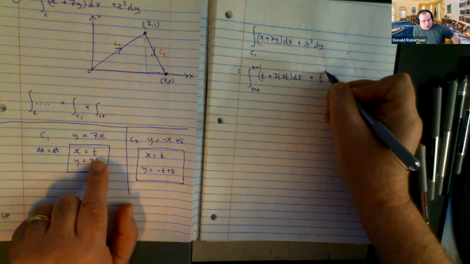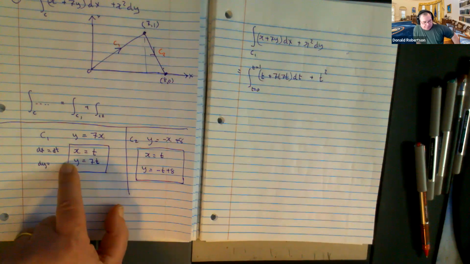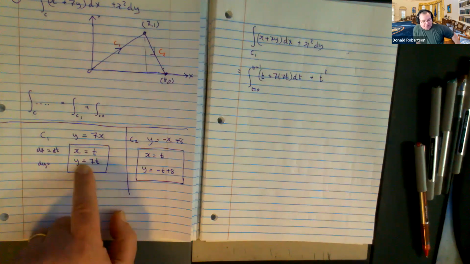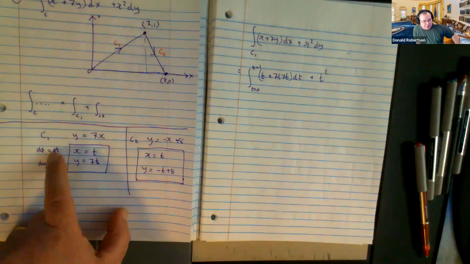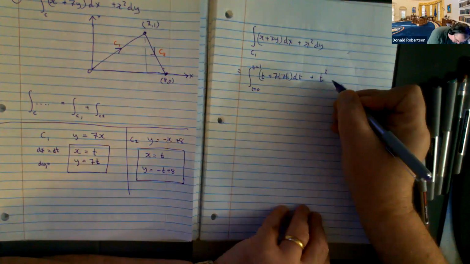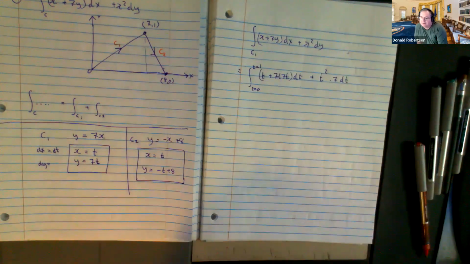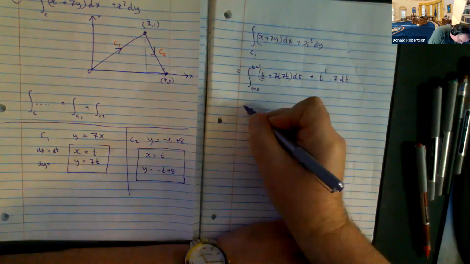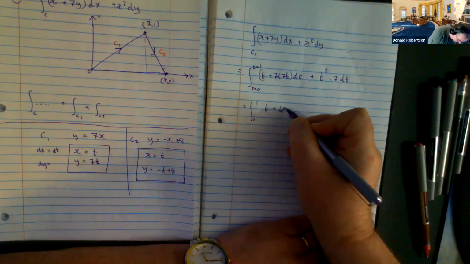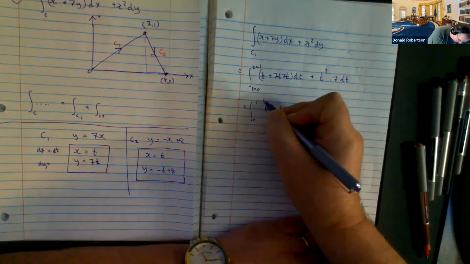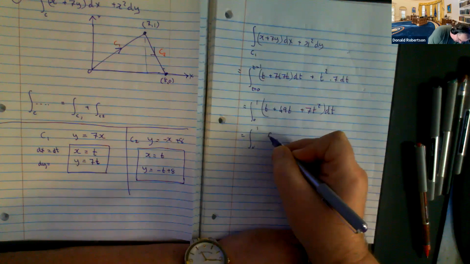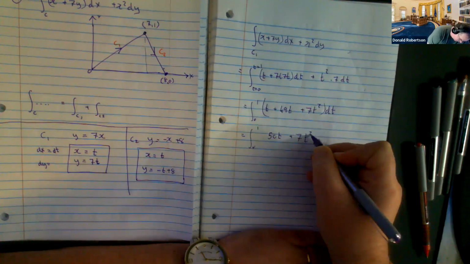What does dy look like based on this information? What would dy be? Dx ends up being 1 times dt, but what will dy be? 7 dt. Yeah. So we're going to get an extra 7 dt. Are you comfortable with that? So let's make it look a little bit prettier. That's t plus 49t plus 7t squared dt. Guess I'm making a meal of it as usual. How about 50t plus 7t squared dt?